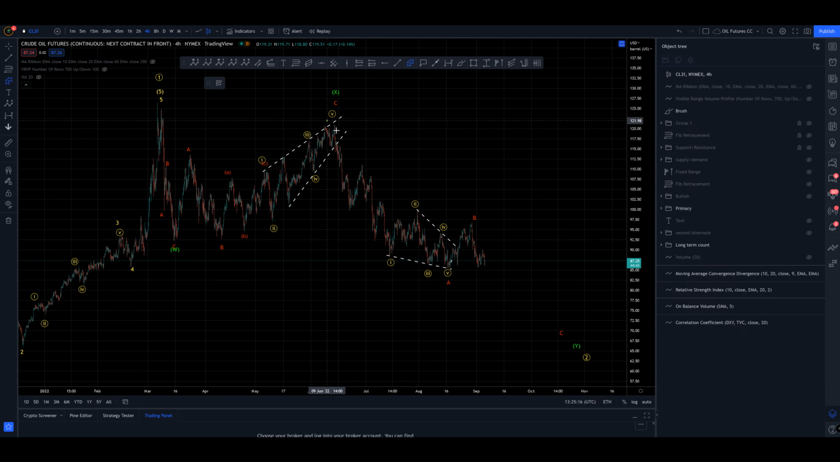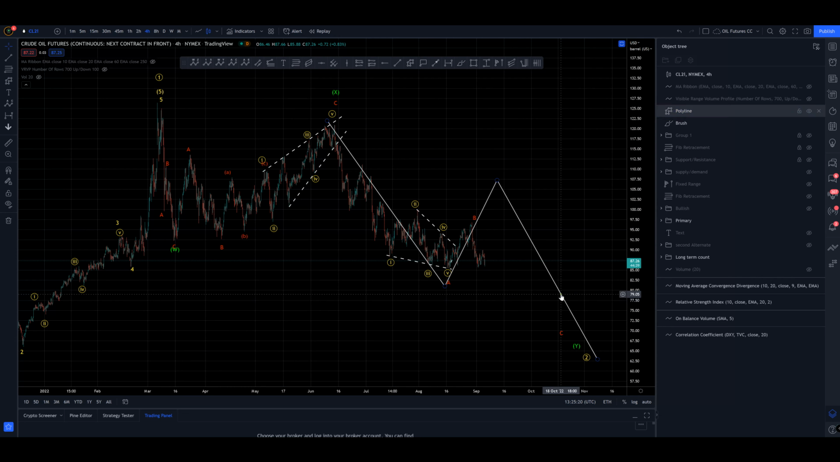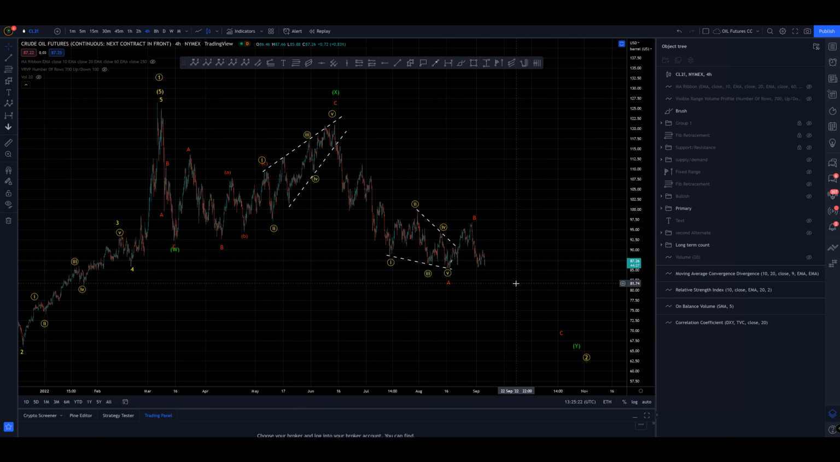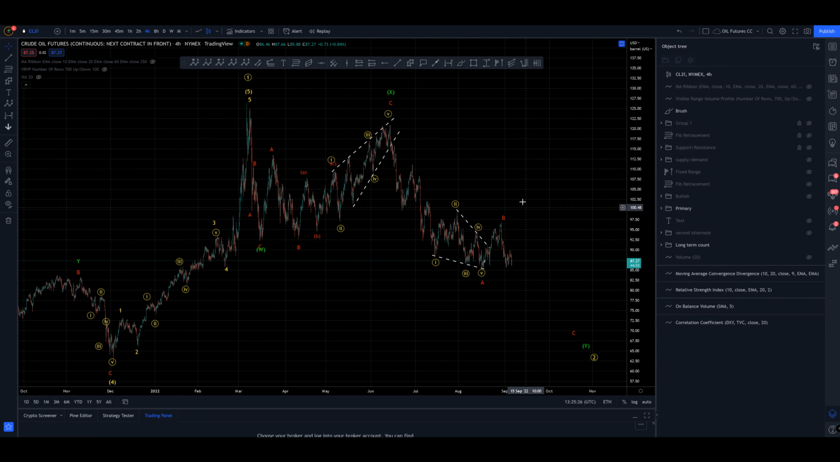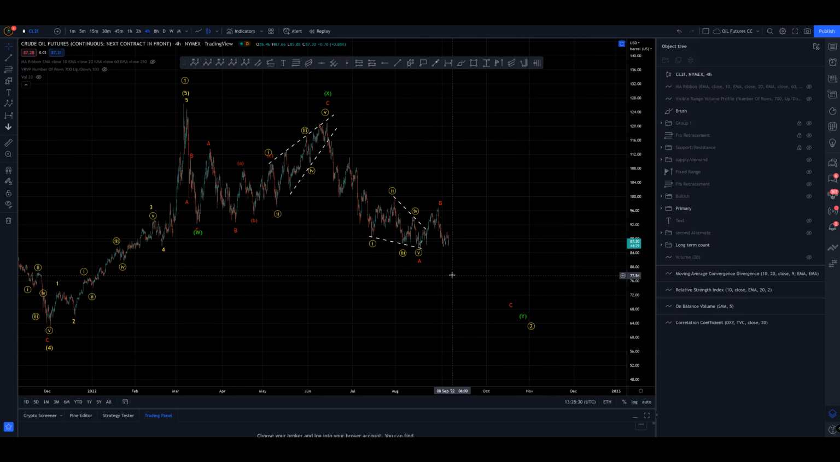So this here is the larger zigzag, I should say, and this C wave will be comprised of 5 waves. It could be an ending diagonal, but less likely after leading with a diagonal, so more likely to get an impulse here down in the C wave. And that's basically how I'm looking at it as the primary at the moment.